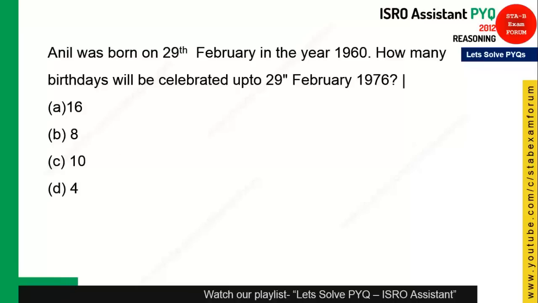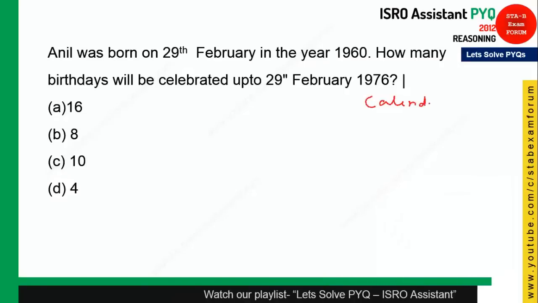Let's see the next question. This question is from the category called calendar. The question says Anil was born on 29th February 1960. As you know, February has 28 days for normal years, but for a leap year it has 29 days. So this is a leap year, and in this leap year this 29th day has come. So how many birthdays will be celebrated up to 29th February 1976?